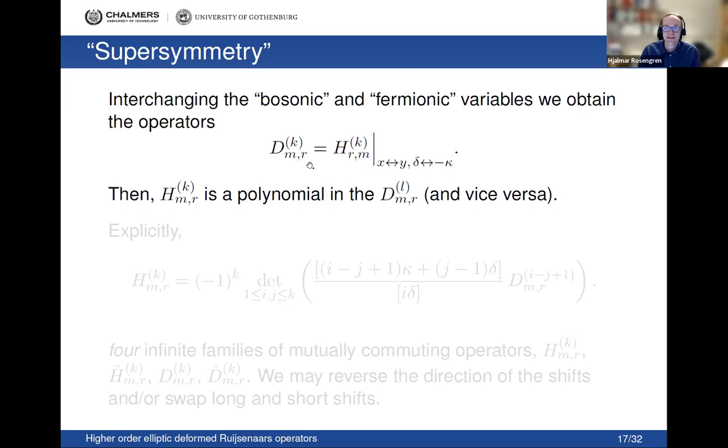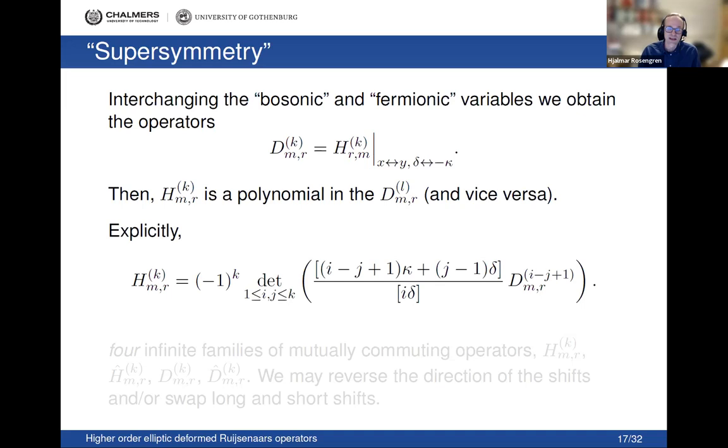And then it turns out that the H's are actually polynomials in the D's and vice versa. So in particular, they all commute with each other. In that sense, the difference between these two types of variables disappears. And you can even write explicit determinant formulas for, say, the H in terms of the D's. This might remind you of the classical relations between elementary symmetric polynomials and complete homogeneous symmetric polynomials. It has something to do with that.